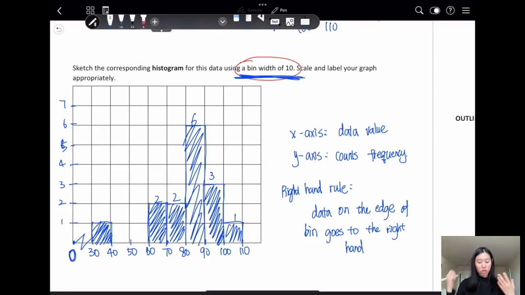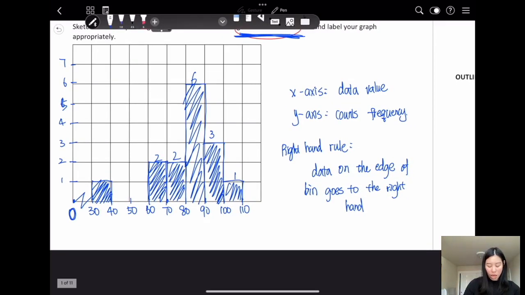Okay, so let me use another way to explain the right-hand rule. Think about the interval. For the right-hand rule, it's more like the left side would be a bracket, 60 to 70, and the right side would be a parenthesis. That means the edge is not going to be included. It's always like including 60 but not 70, including 70 but not 80. That's how I understand it.